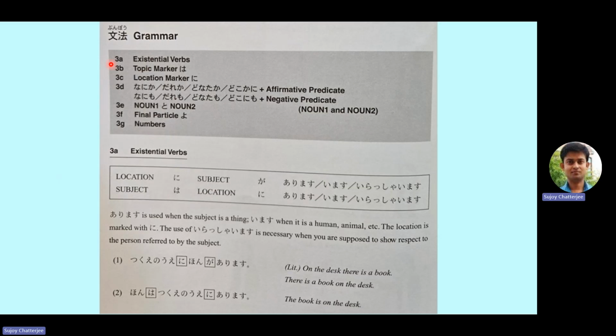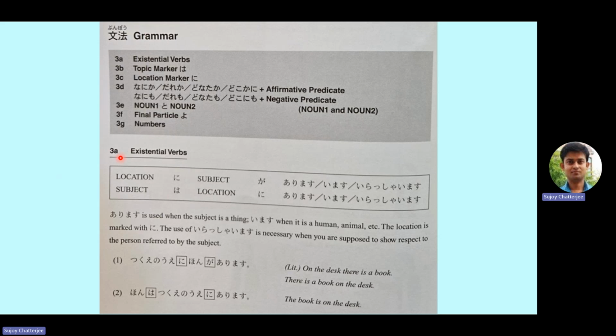The wa particle, the ni particle, there is more than one usage of these particles. So we cannot discuss everything in the same lesson. The different usages of a particle cannot be explained in the same lesson. So depending on what context we are discussing in a lesson, we shall introduce that particular usage of that particular particle in that lesson. So today again, for the second time, we shall be discussing the topic marker wa, and the new particle ni, which will be used to mark a location, will be explained. So let's begin with the first topic, existential verbs.